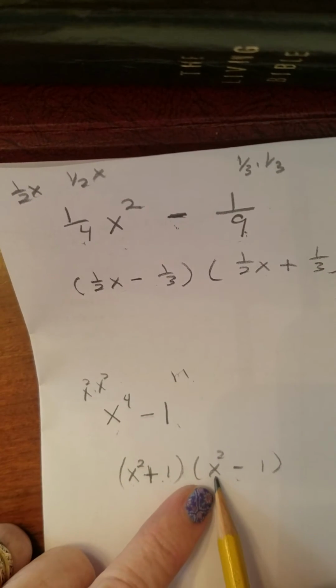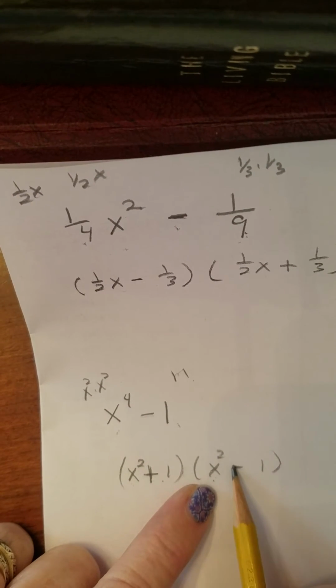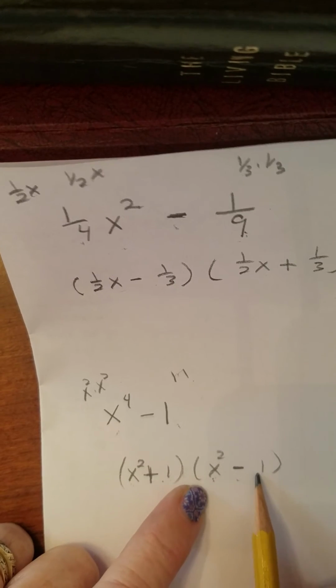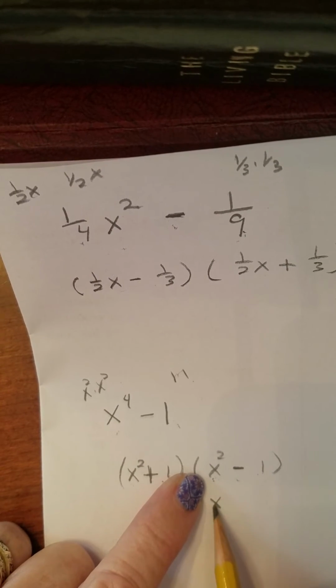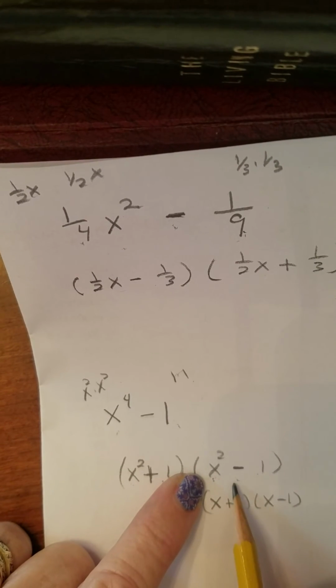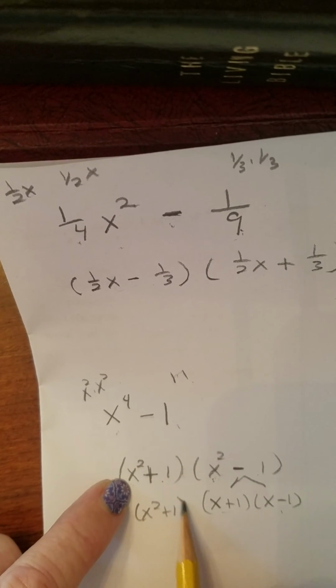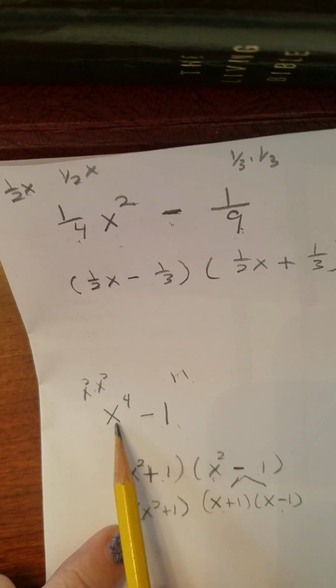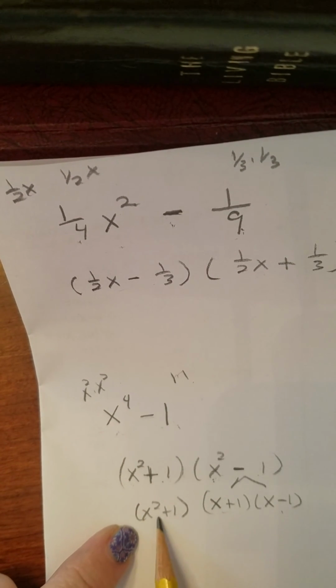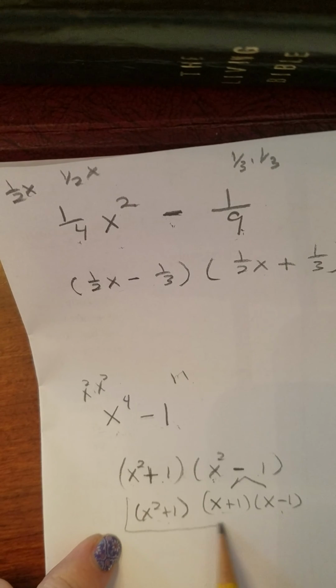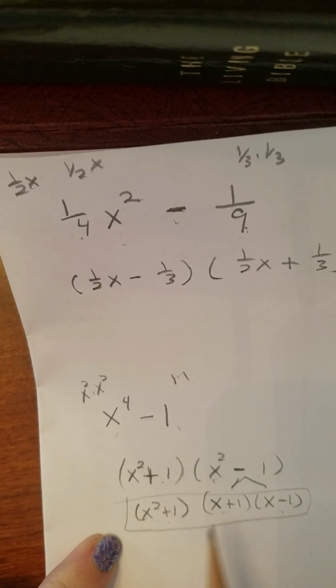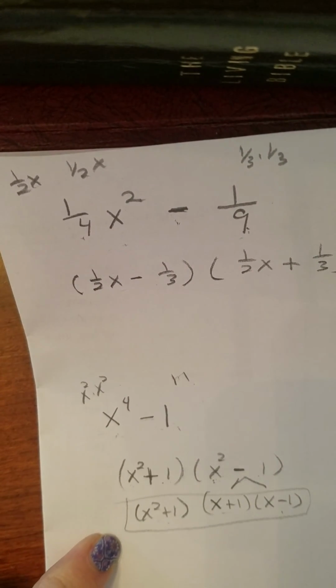But let's look at this one. Is this a difference of squares? Well, that's a perfect square, and they're subtracting. So this one right here can factor again to be (x plus 1)(x minus 1). So this factors again, and you still have to bring this down. Now we have completely factored the x to the fourth minus 1. It's going to be all of this right here. So you're always going to ask again, can you factor again?